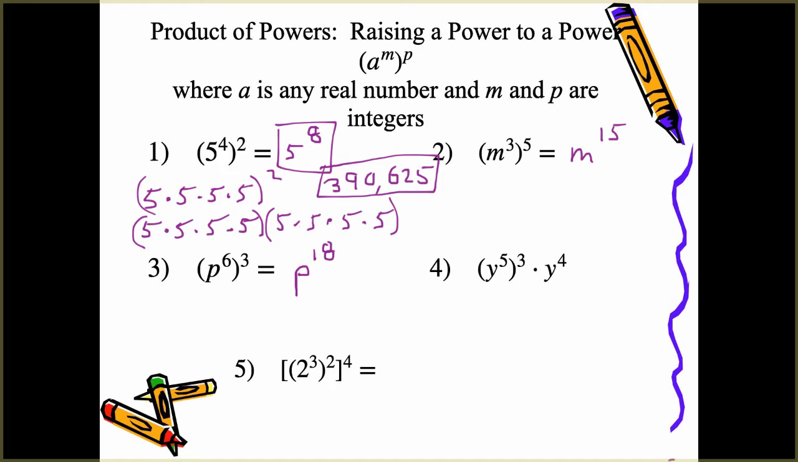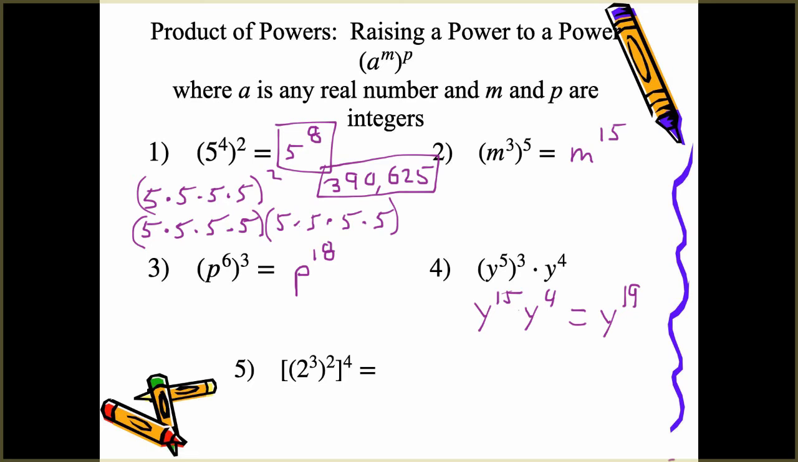Next one, we have y to the 5th, all raised to the 3rd power, times y to the 4th. So we want to do what's on the left first with our parentheses raised to an exponent. We have y to the 5th. We multiply that by 3. We get y to the 15th times y to the 4th. And from what we learned the other day, we add the exponents together and we get y to the 19th.